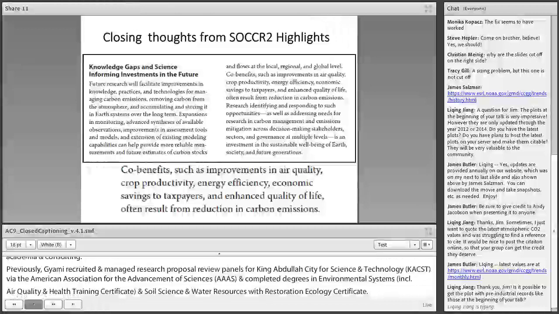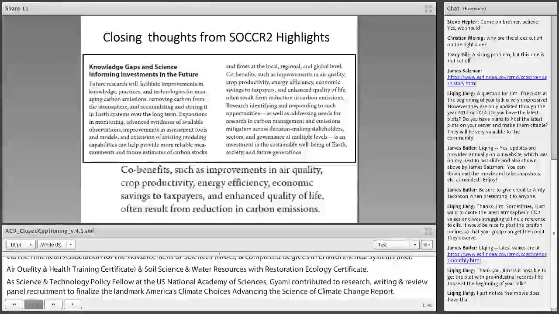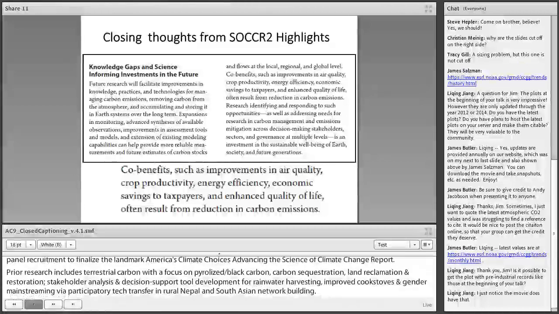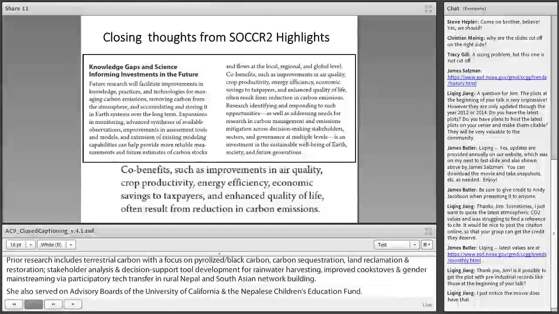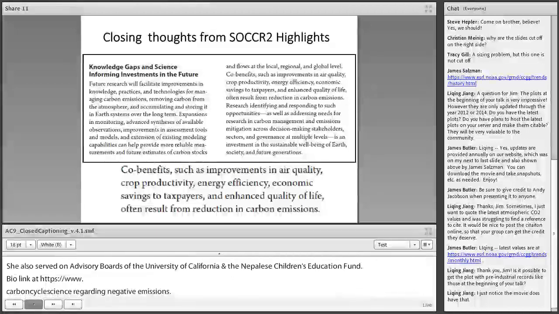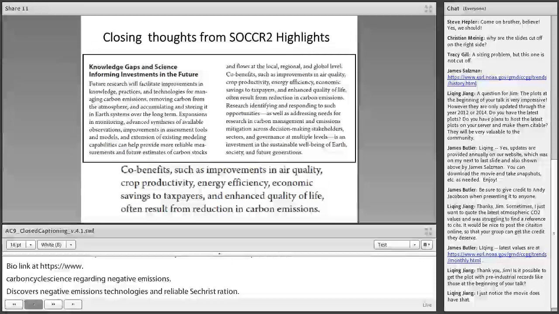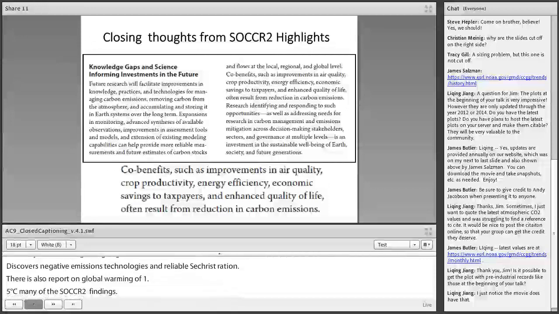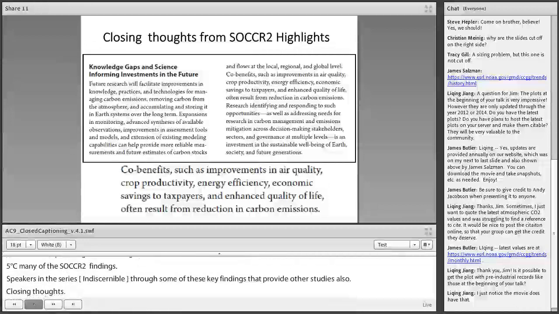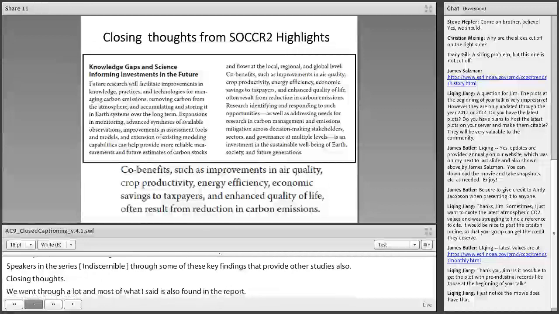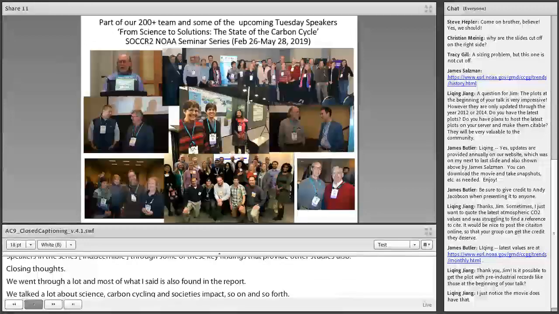We went through a lot, and most of what I said is also found in the report in brief. What I would say is that we talked a lot about the science of carbon cycling, and SOCCR2 covers different ecosystems, societies, impacts, and so forth. And we also need to remember that carbon management and carbon science can also help with co-benefits such as improvements in air quality, crop productivity, energy efficiency, economic savings to taxpayers, enhanced quality of life, and all of these. When we look at all of that, those also often result from reduction in carbon emissions.